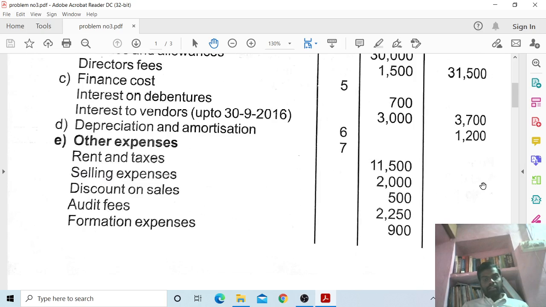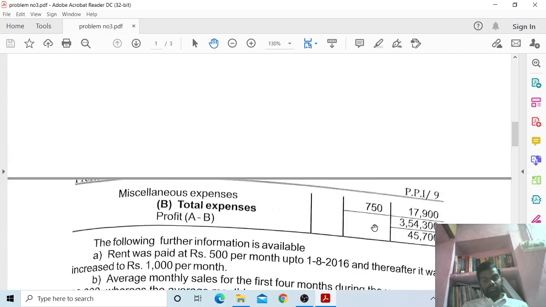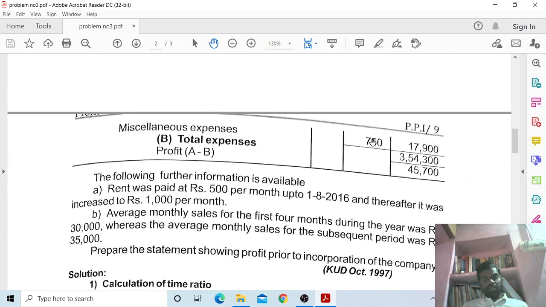Rent and taxes 11,500. Selling expenses 2,000. Discount on sales 500. Audit fees 2,250. Formation expenses 900. Miscellaneous expenses 750. Adding all of these above and taking it out in the total column gives 17,900.